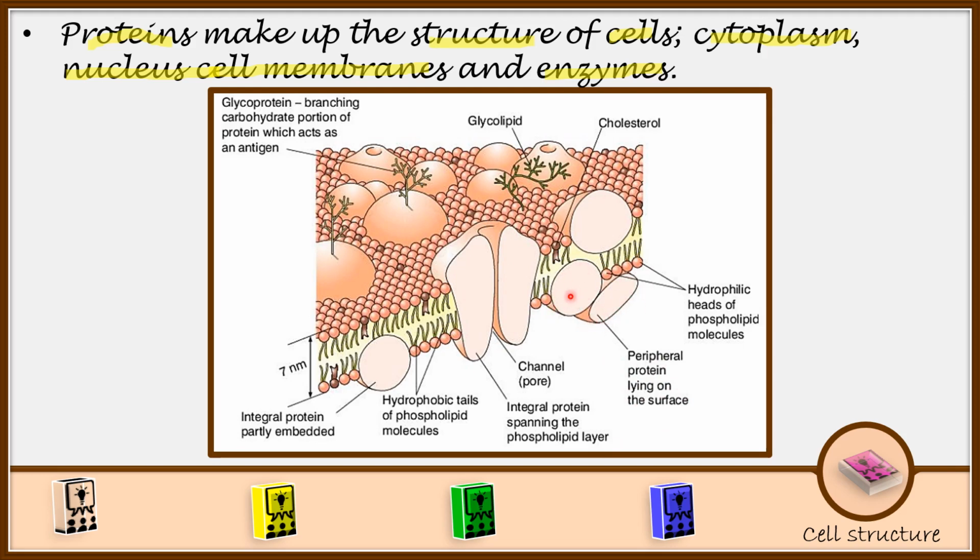And then here we have other proteins within the structure, or integral with the phospholipids. So you can see that proteins are making up what we call the cell membrane. The whole of this one is a cell membrane, but it is made up of proteins.